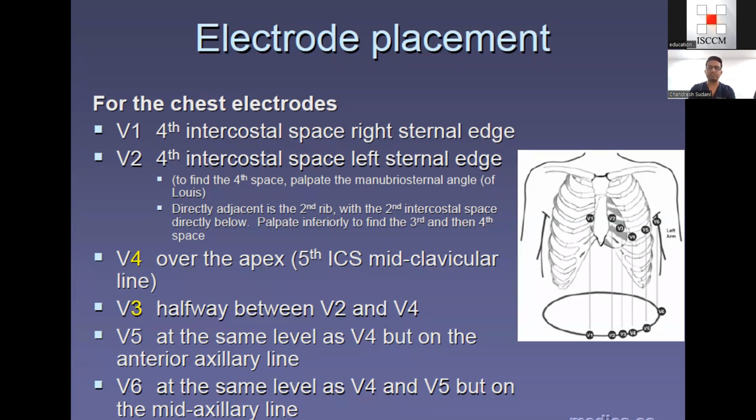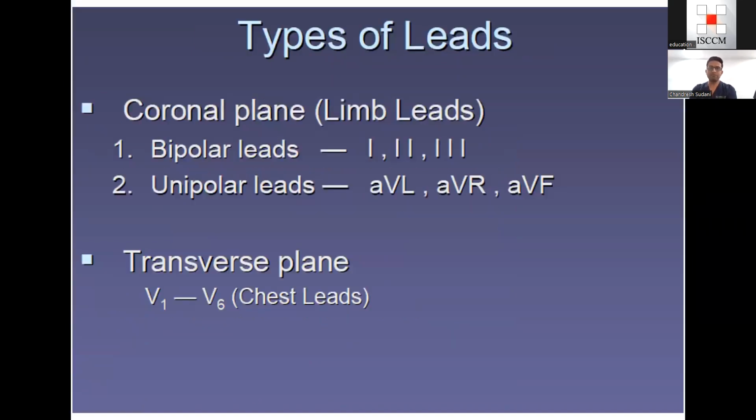Now coming to V3 and V4: V4 will always be over the apex, and V3 should be placed on the way between V2 and V4. This is the location of V3. Now coming to V5 and V6, they will be a little bit away from the apex, on the anterior and mid-axillary line on the chest.